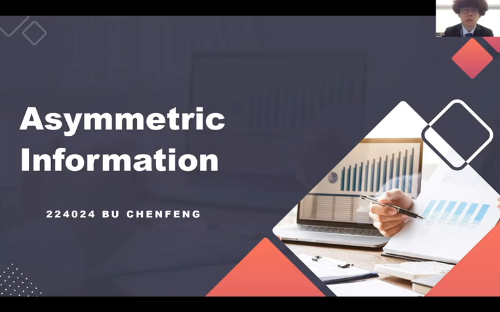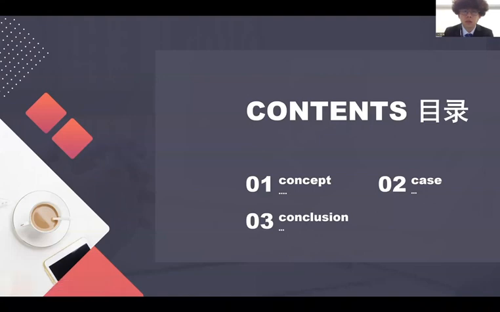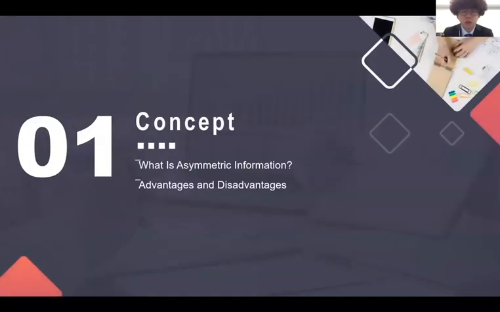My presentation is about asymmetric information. This presentation is divided into three main sections: concept, case, and conclusion. Okay, let's look at the first part, concept. In this part, I will introduce what asymmetric information is and advantages and disadvantages of asymmetric information.